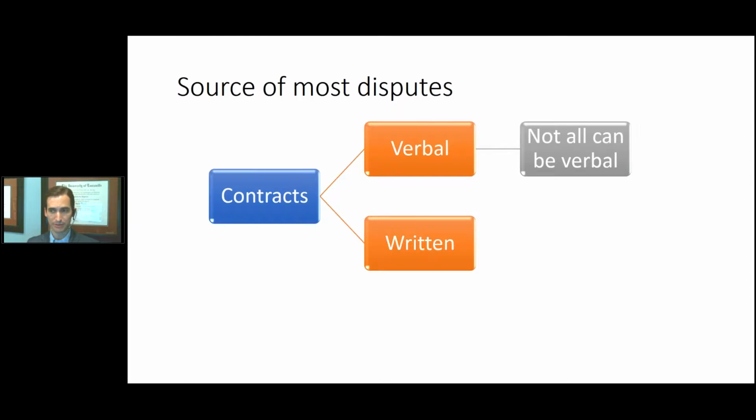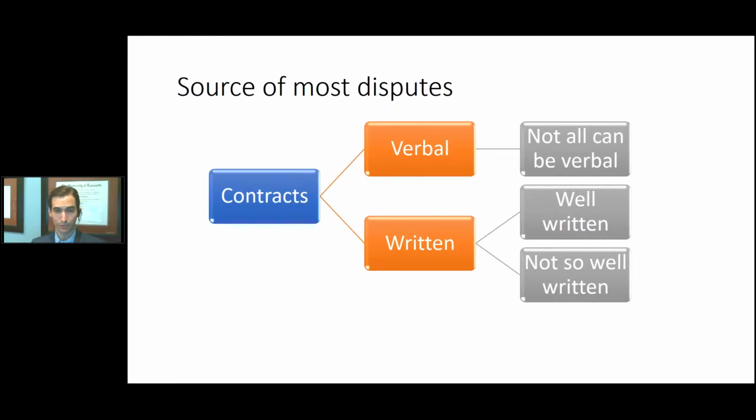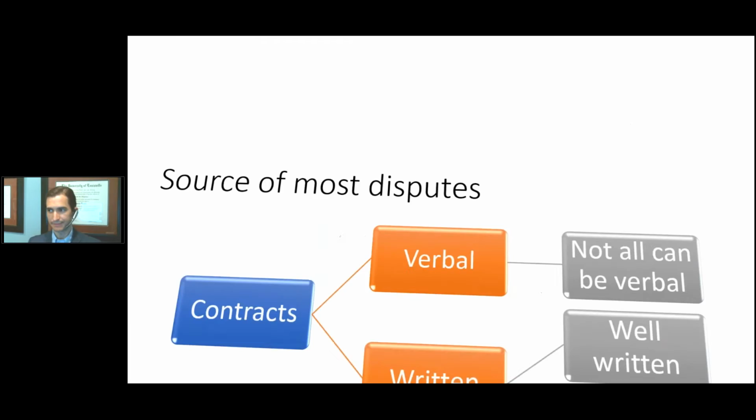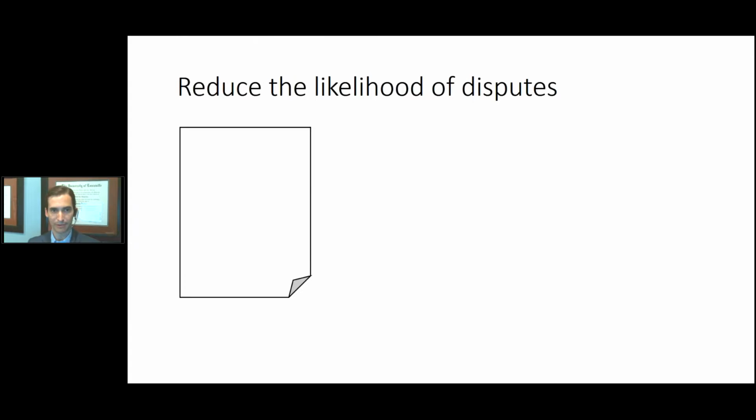And then there are written agreements. So there are written agreements that are well written, and then there are written agreements that are not so well written. The source of most disputes lies in either having a verbal agreement that the parties don't fully understand, or a written agreement that's not so well written. Let's look at an example of how we could potentially reduce the likelihood of disputes.